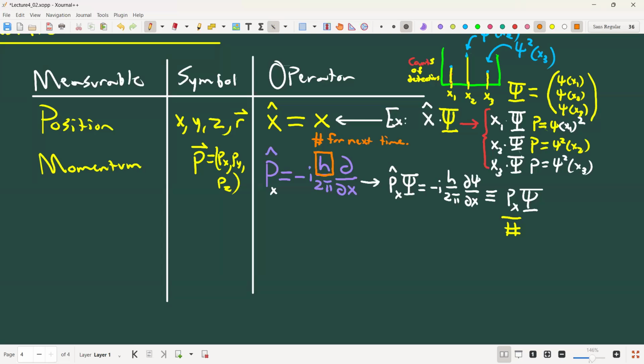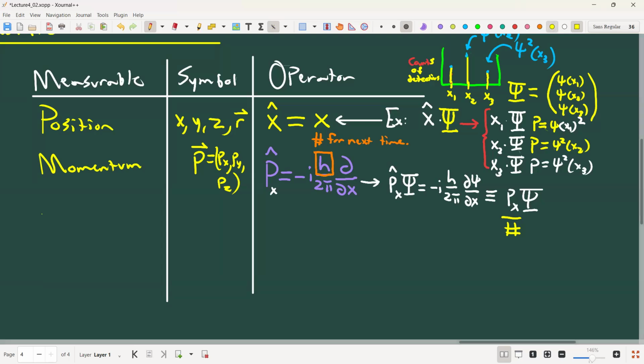So let's do that for energy really quickly. Two different types of energy. Let's do kinetic energy.